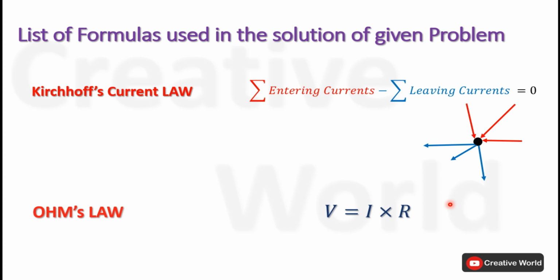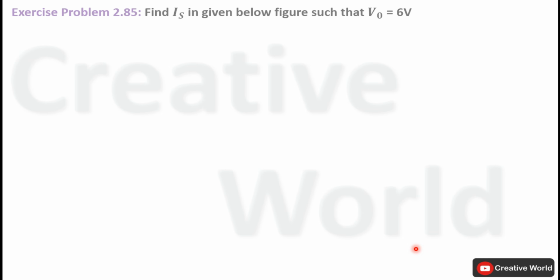We also will be using Ohm's law. According to this law, voltage across any resistance R is always equal to the product of current through that resistance and the value of resistance itself. Now move towards the problem.